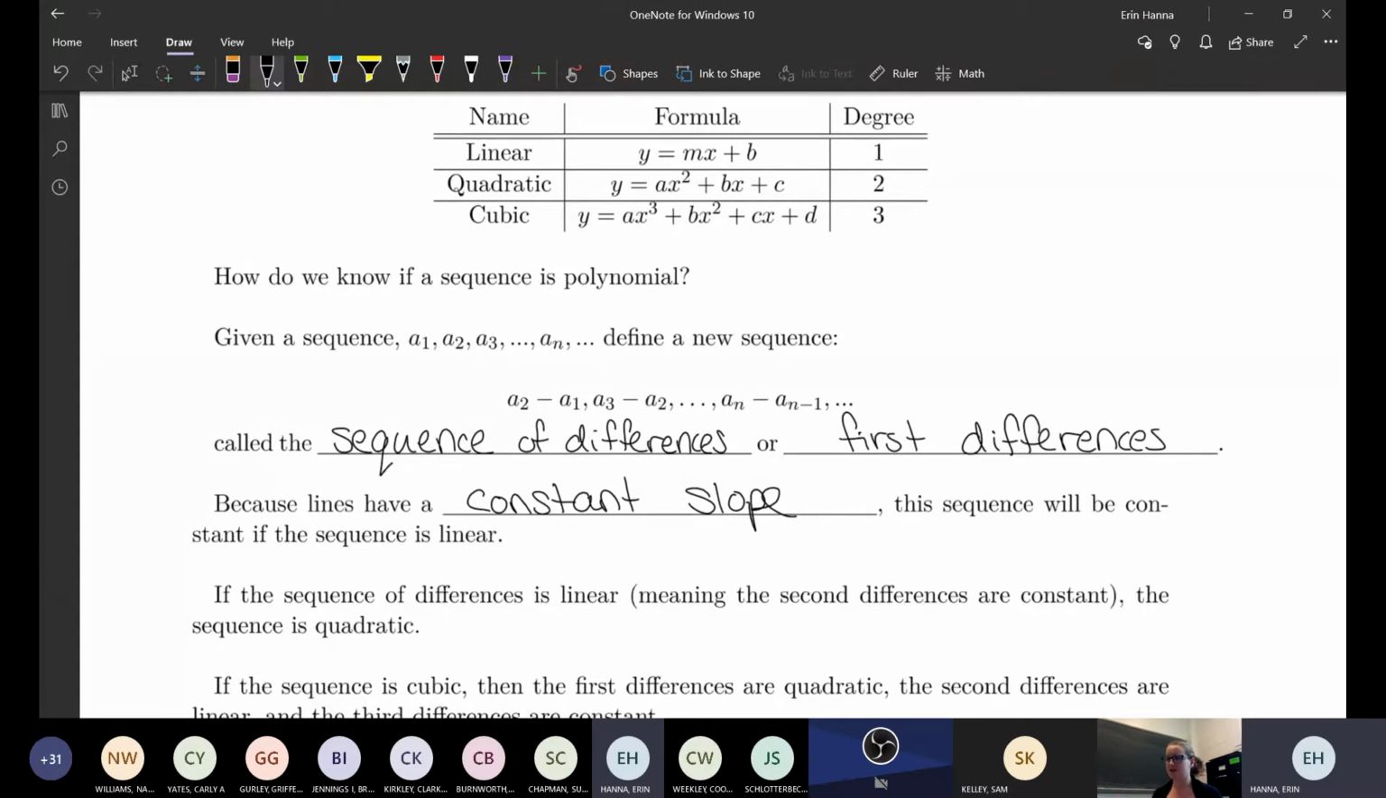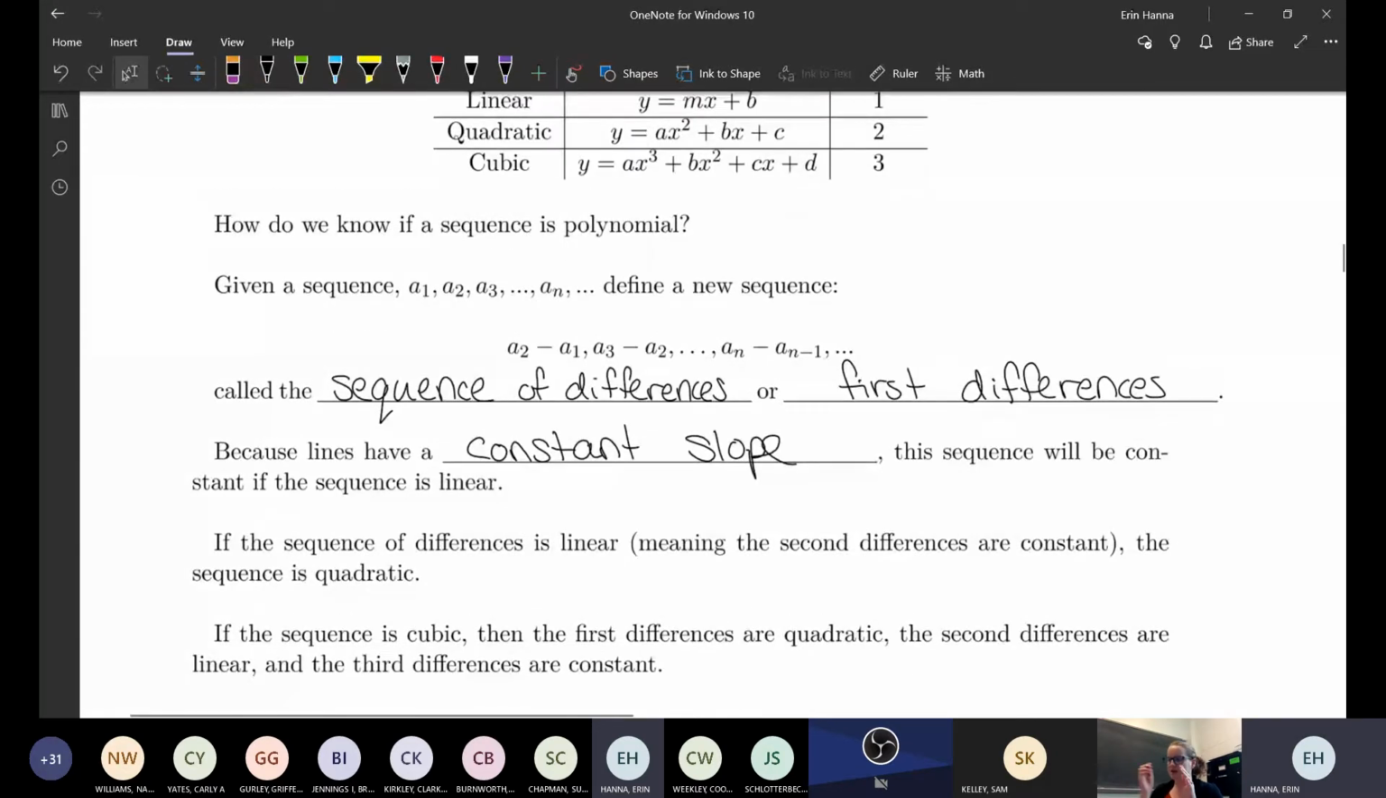But if we keep doing this, if we find the differences between the terms, and that becomes a new sequence, and then we do the same thing for that, we find the differences between the differences that we just found. Sorry, I was reading ahead and I got ahead of myself. So if we did that step again, where we took this new sequence of differences and took their differences, if the sequence of differences turned out to be linear, which would mean that the second differences are constant, hopefully what I mean by second differences and third differences will make more sense when we do the example in a second.